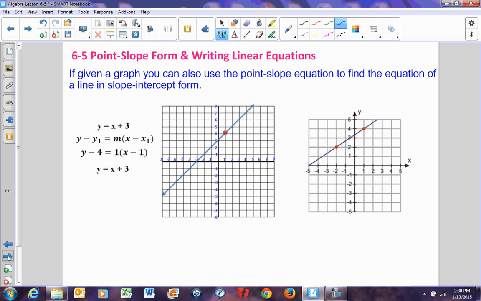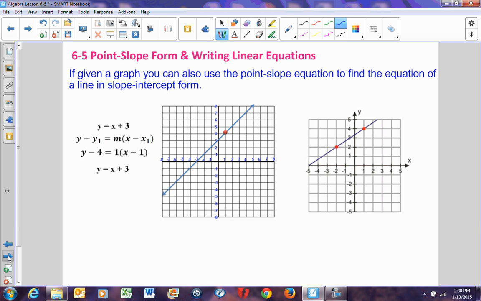The next thing we're going to do is if we're given a graph, we can use the point-slope form of the equation to find the equation of a line in slope-intercept form. And you might say, well, why can't I just use the slope and the y-intercept? Well, you could on this first graph, but if you look at the second graph, you'll notice that the y-intercept is not at a nice whole number. It is at an ugly fraction. You can try to guess at that fraction, but that would not be a good idea.